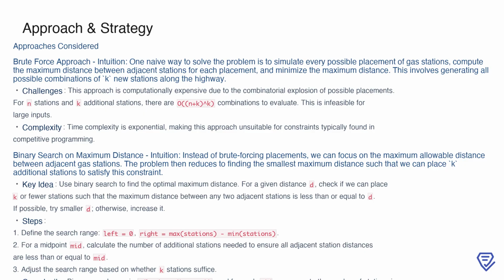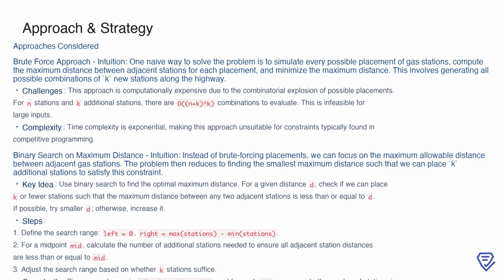Specifically, for n existing stations and k additional ones, there are O((n + k)^k) combinations. This kind of complexity is infeasible for competitive programming scenarios or large inputs, where efficiency is critical.